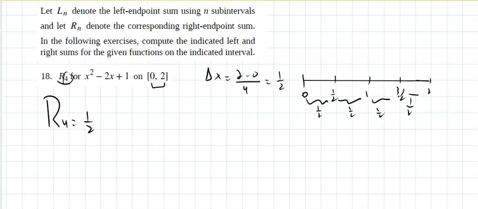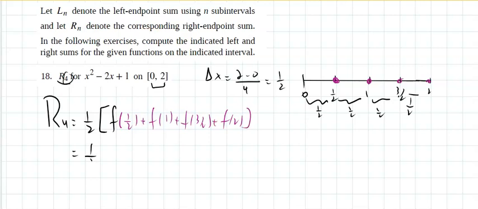So that's 1/2 times f of, and let's see how that works. If I'm doing the right-hand approximation, on the first interval I take the right endpoint, then the right, then the right, then the right. There should be 4 of them: f of 1/2 plus f of 1 plus f of 3/2 plus f of 2. Now all I have to do is get my calculator out and figure out what f of 1/2, f of 1, f of 3/2, f of 2 are, add them up, and that will be my answer.